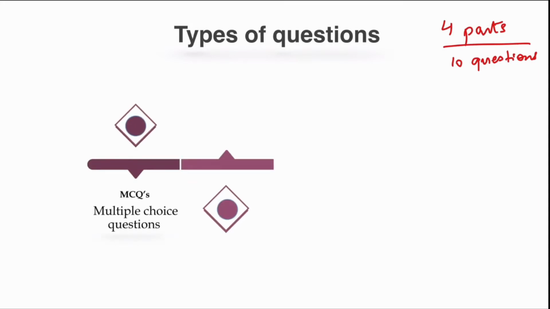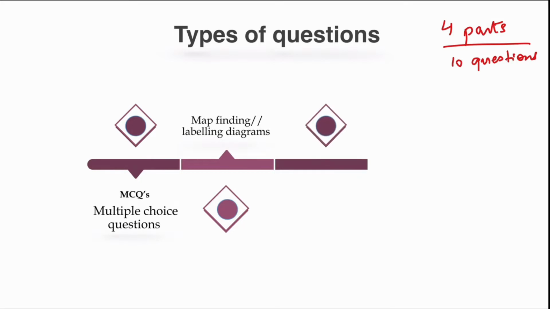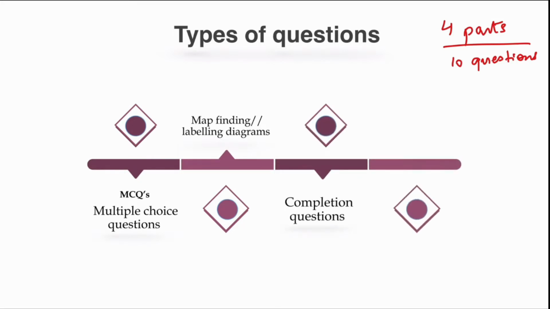Then comes map finding or labeling diagrams. Then the third type is called completion questions. And the last is called short answer questions. Now, any type of question can appear in any part of the test from part 1 to part 4.